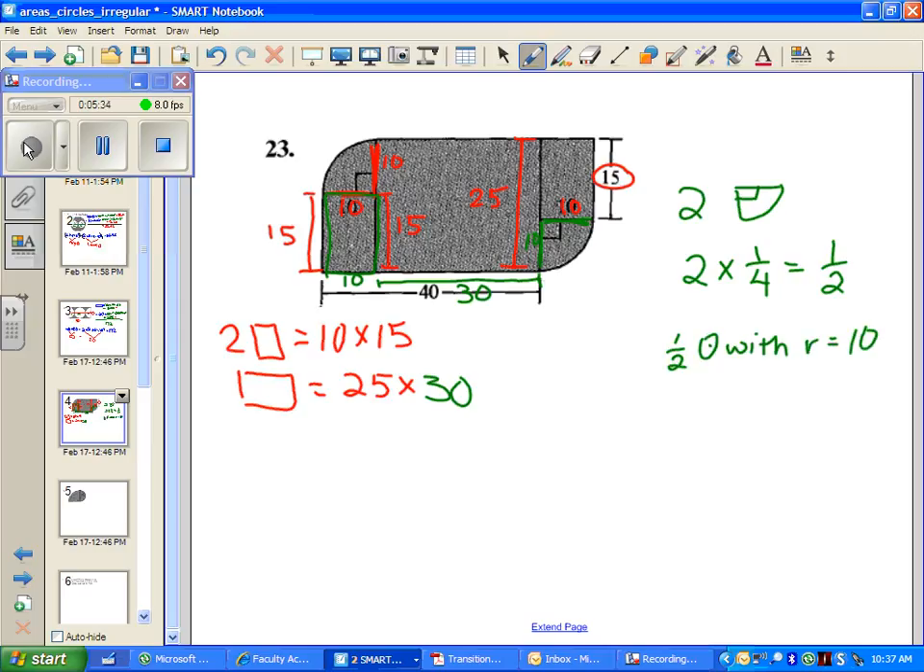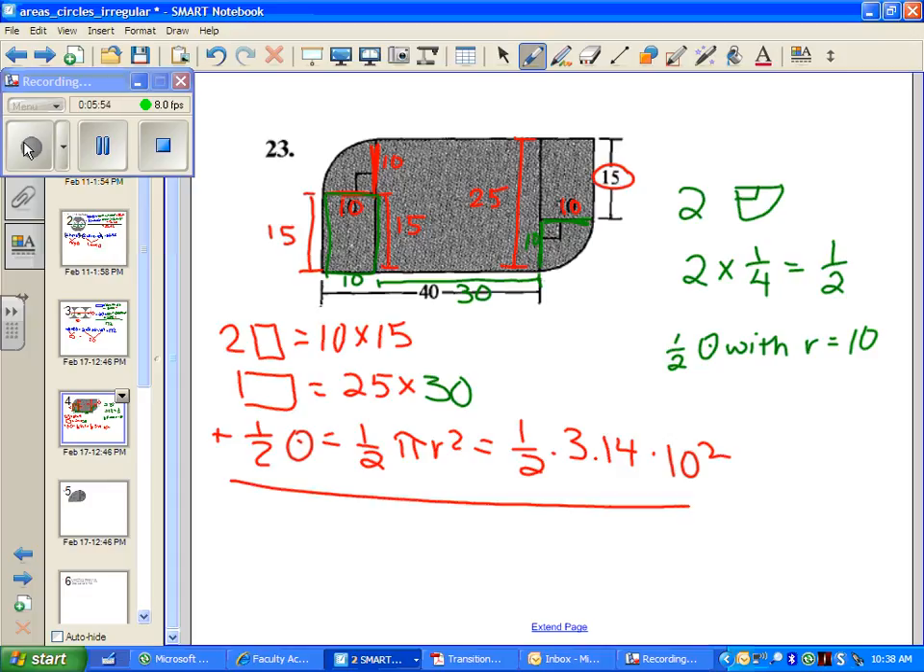So down here I'm going to write 1/2 a circle. So my formula is 1/2 times pi r squared, which is 1/2 times 3.14 times 10 squared. Now, since we're trying to find the area of the shaded region, I'm going to find all of these areas and then add that together to find my total area.